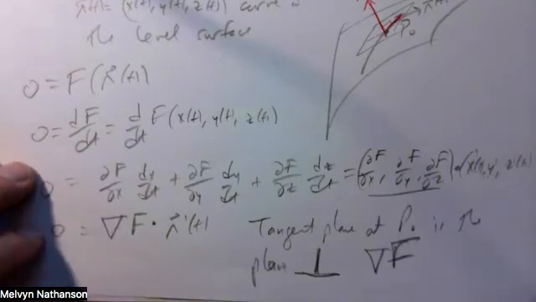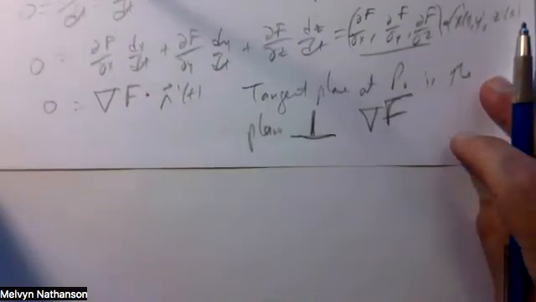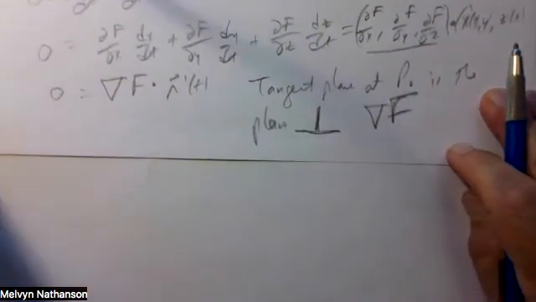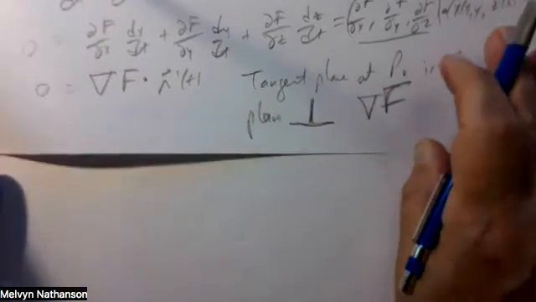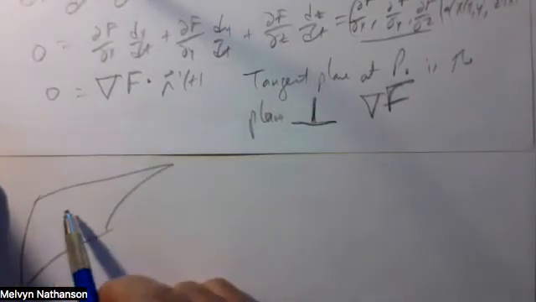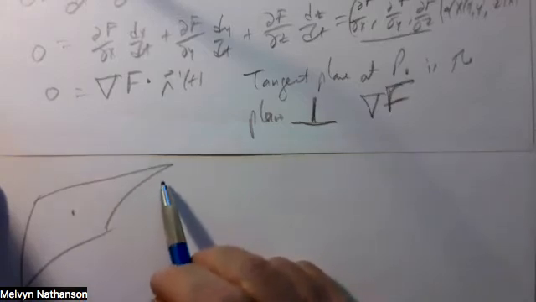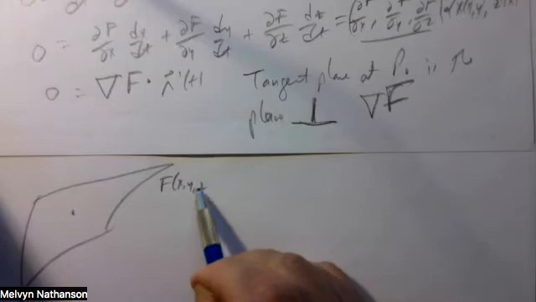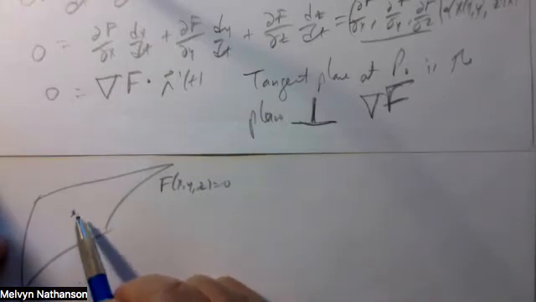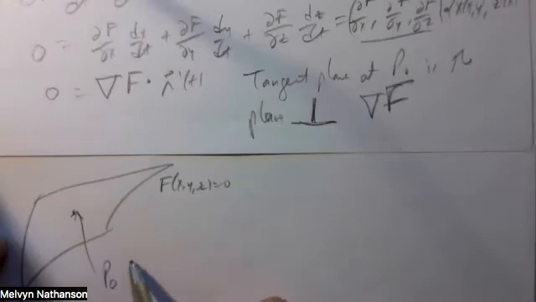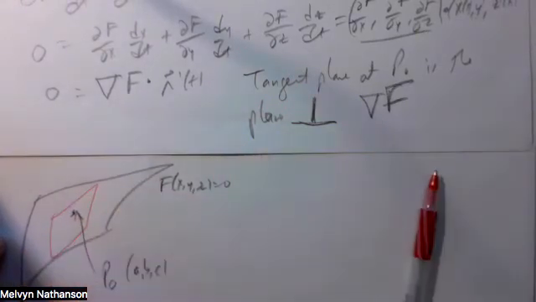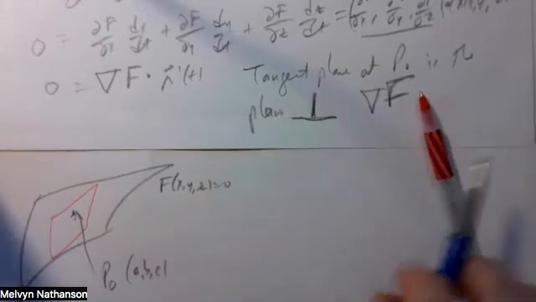Which means the following. So here's my plane. This is f of x, y, z equals 0. Here's a point, P naught, with coordinates a, b, c. And the tangent plane at this point will be the plane perpendicular to the gradient.